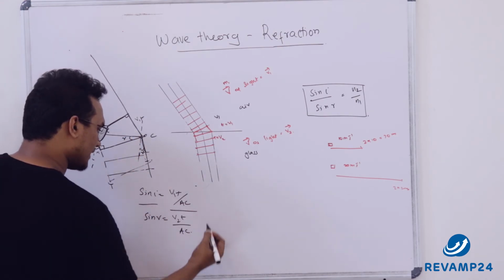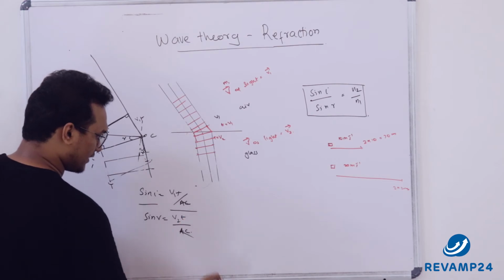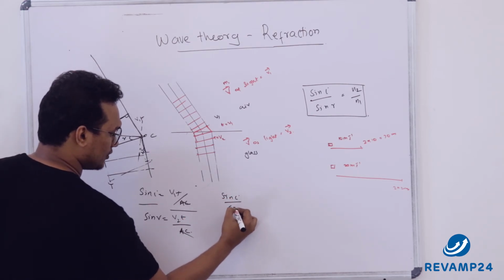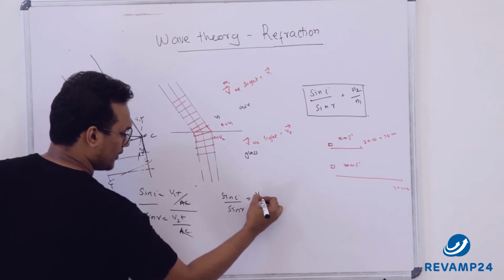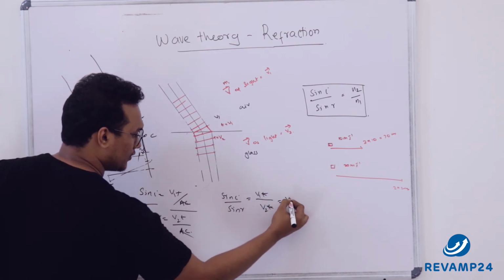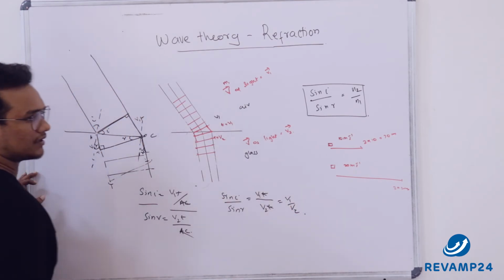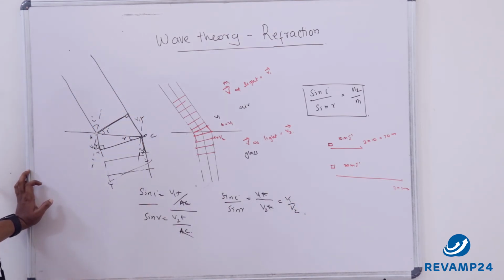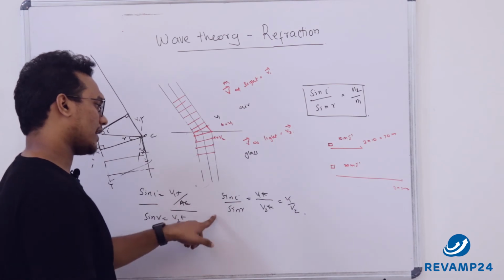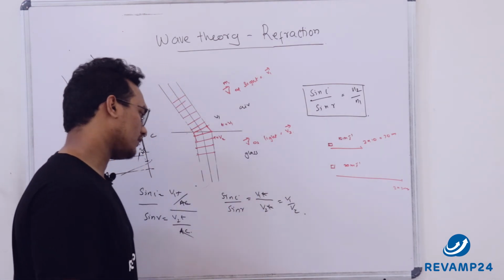Now sin I by sin R, AC would cancel. This will become sin I by sin R is equal to V1t divided by V2t. T will cancel and it is V1 by V2. This is a constant, right? How will this become a constant? Velocity of light in this medium will always be a constant, in this medium will always be a constant. So sin I by sin R is equal to V1 by V2.